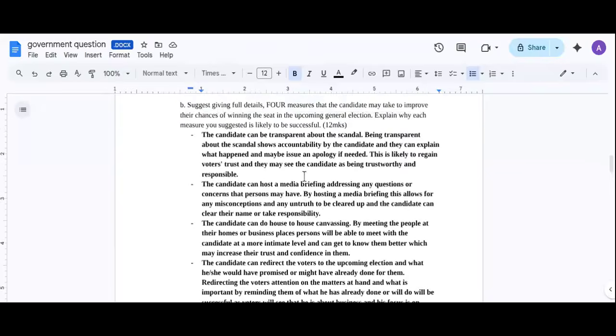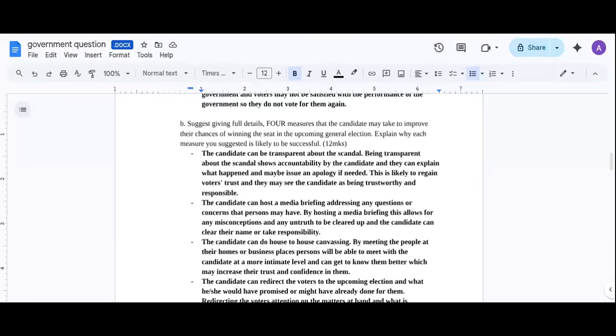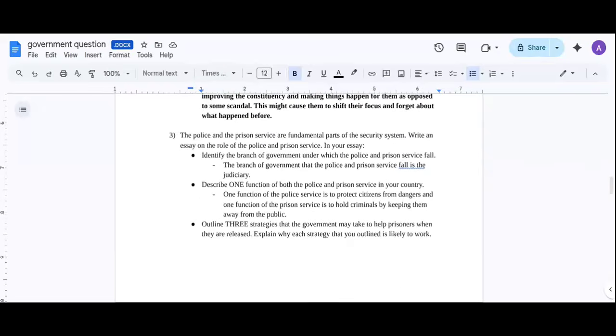So all those measures that the candidate can take. Questions like this cause you to just think a bit more and take your time to answer it. Because sometimes you see it and you kind of rush into it. But it's all about taking your time and ensuring that what you're saying makes sense, it's appropriate, and you can back it up with your explanation.